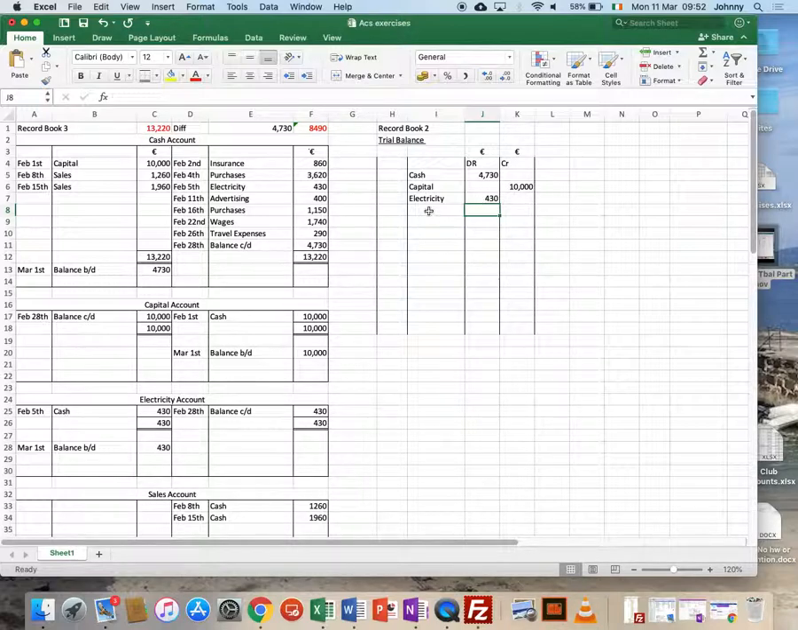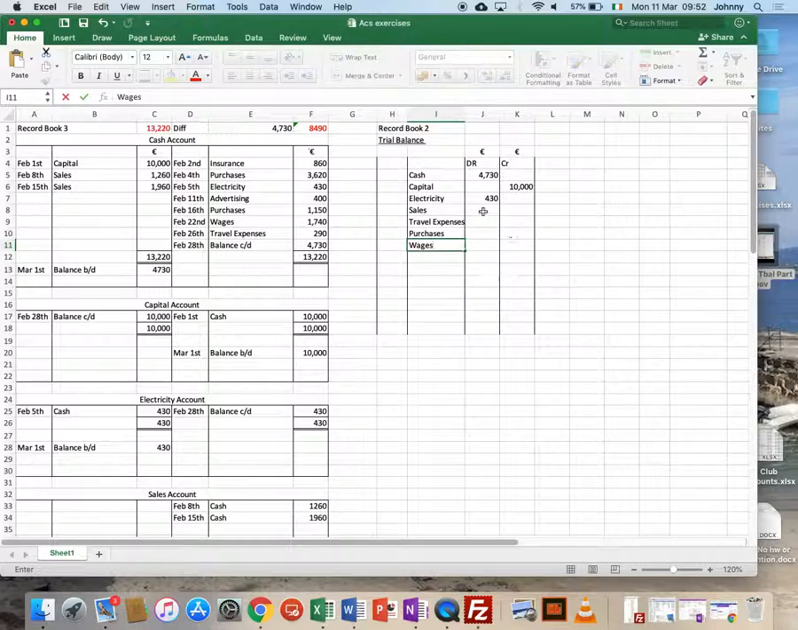For example, I will have a sales account here. I just don't know what the balance is. I know there will be travel expenses. I think I'll have a purchase account. So I'll have a wages account. Thank you, John. So when I balance them, I'll put those numbers in here.